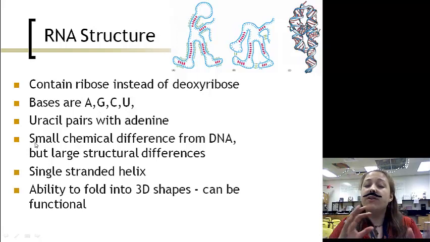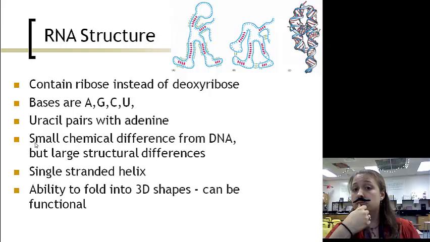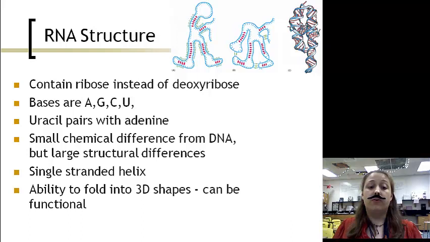They have very, very small chemical differences from DNA, but there are huge structural differences. You all know the structure of DNA. The structure of DNA is? Did you say double helix? Good job, double helix. Now, RNA is a single strand. One single strand. This single strand can do multiple things. It has the ability to fold into 3D shapes, and it can actually be functional, such as an enzyme, and do things. Take a look at some of the structures.